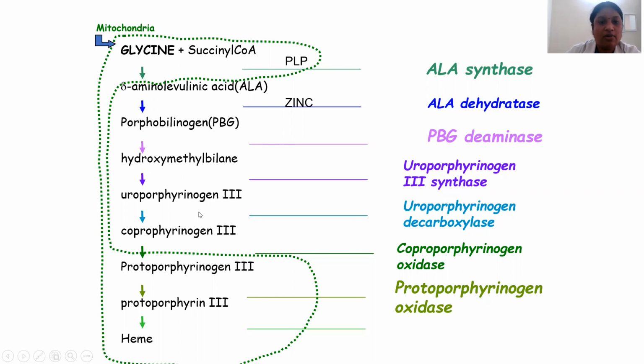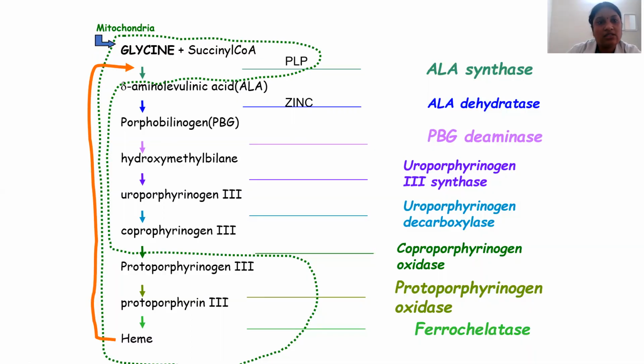Uroporphyrinogen 3 will be decarboxylated to coproporphyrinogen 3 with the help of the enzyme uroporphyrinogen decarboxylase. This coproporphyrinogen 3 will undergo an oxidation reaction to form protoporphyrinogen 3, and again a second oxidation reaction will convert protoporphyrinogen 3 to protoporphyrin 3. And the last enzyme which will convert protoporphyrin 3 to heme is called ferrochelatase.